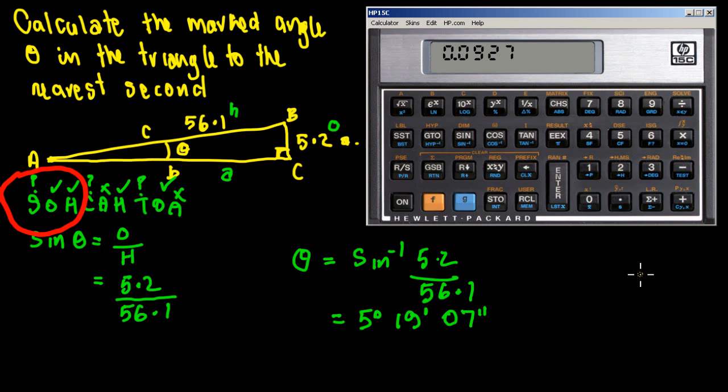So now let's remember that that's the sine to the -1, and that's our calculated 5.2 by 56.1. So then we go sine to the -1, which is here, and that's giving us our answer in degrees and decimals, but we want it in degrees, minutes and seconds. After all, that's the way that we've been dealing with all the other ones, and they want it to the nearest second. So we just push here to hours, minutes and seconds: 5 degrees, 19 minutes and 7 seconds.